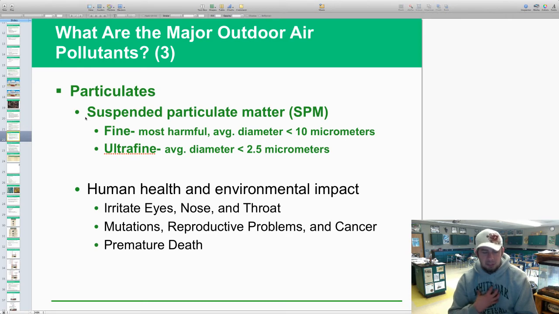They can cause some irritation to your lungs and respiratory system as well. And the human health impact, again, is irritated eyes, nose, and throat. Also, depending on the particles that you're ingesting, could cause bodily mutations, reproductive problems, and cancers, and possibly premature death if inhaled at high dosages.